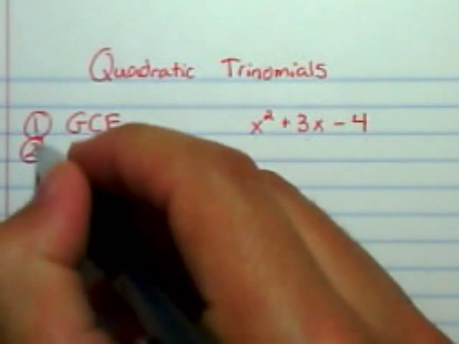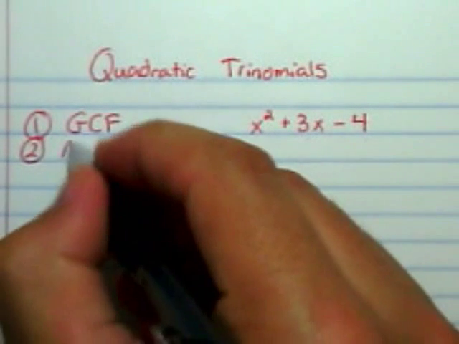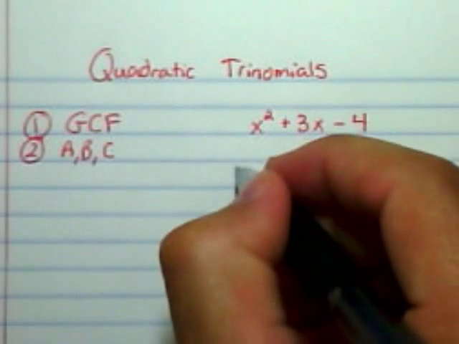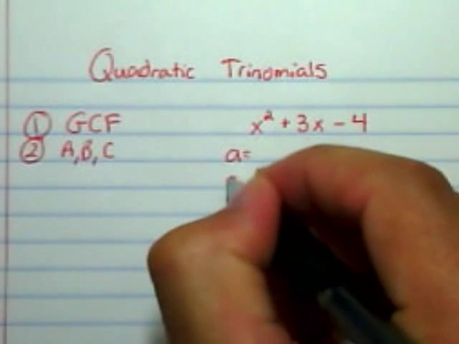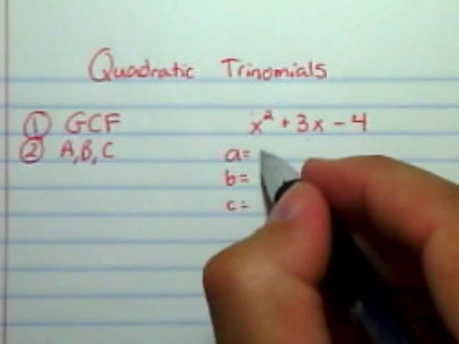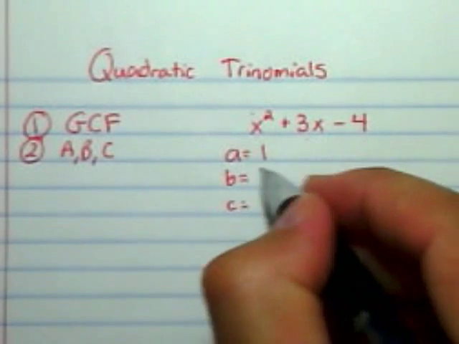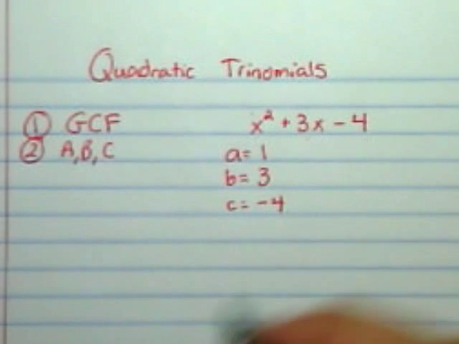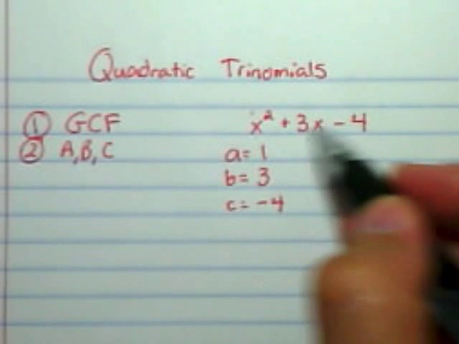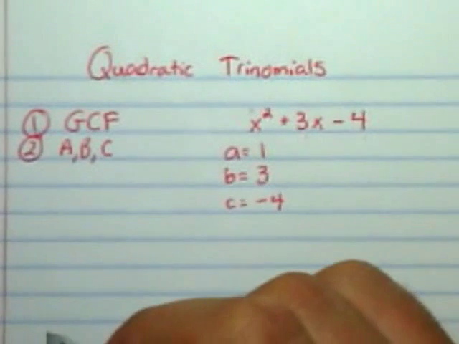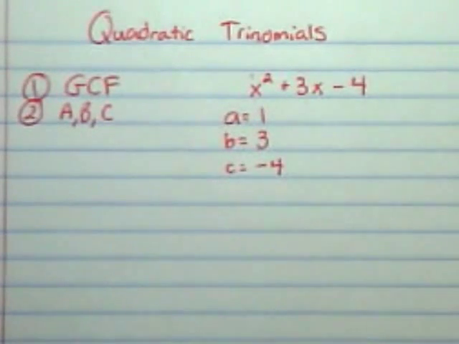Next step, number 2, we'll put our A, B, C. We're going to find our A, B, and C. Our A would be our first coefficient, our B would be our second coefficient, and our C would be our last coefficient. So 1, 3, negative 4, our A, B, C. Okay, that would be step 2.